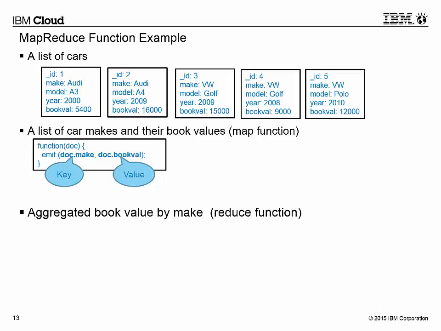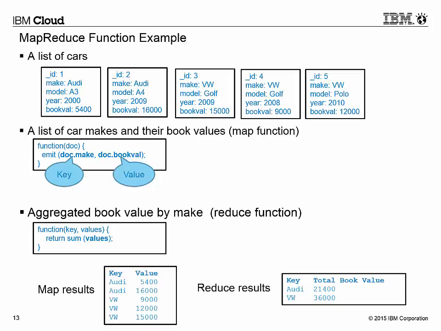So we also want to aggregate the book value by make. So for each make, Audi, VW, we want the aggregated book value. And we do this via the reduce function. So in the reduce function, we simply return a sum of the values. And as I mentioned earlier, those will be aggregated by key. So for each unique make, in this case, because our key is a make, then we'll get an aggregated book value. So let's look at the results.